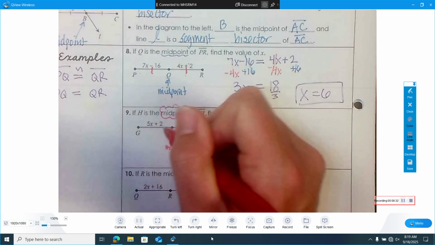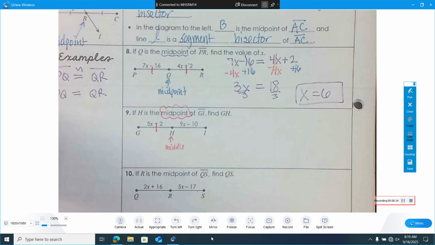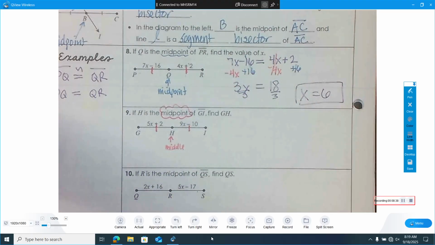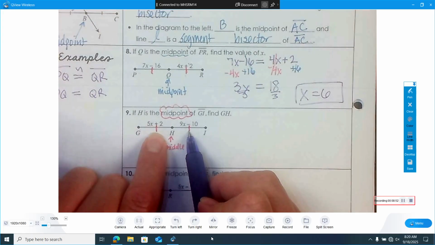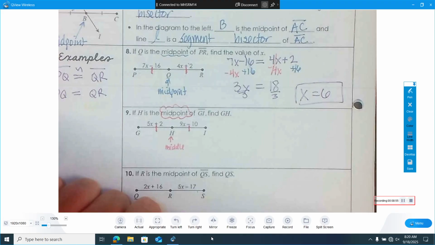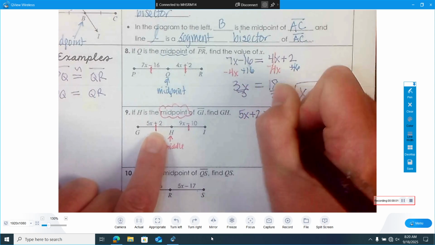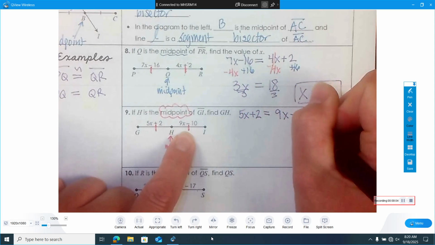2 halves. So segment GH is congruent to segment HI. Good. If those two segments are equal, what can we say about their lengths? Oh, I said the answer. I hate when I say the answer. So those two parts are equal. What can we say about them? They are the same. So we can set them equal to each other. So 5x plus 2 is equal to 9x minus 10.